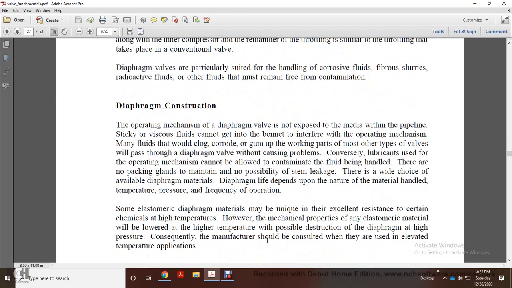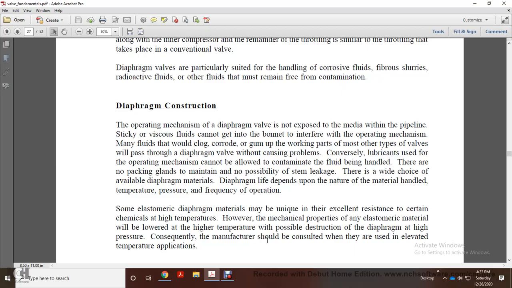Diaphragm construction. The operating mechanism of the diaphragm valve is not exposed to the media within the pipeline. Sticky and viscous fluids cannot get into the bonnet and interfere with the operating mechanism. Many fluids that would clog, corrode, and gum up the working parts of other types of valves will pass through the diaphragm valve without causing problems. Conversely, lubricants used for operating mechanisms cannot contaminate the fluid being handled. There are no packing glands, so there is no possibility of stem leakage.